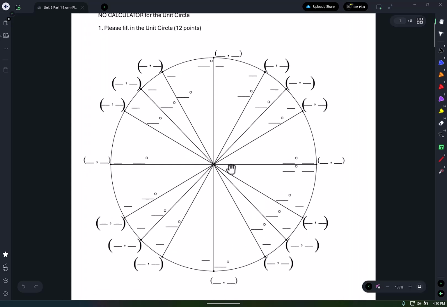All right, here we go. I have the full unit circle. I'm going to start with the degrees. I start here, 0 degrees, then 30, 45, 60, 90, and then we just continue with that pattern.